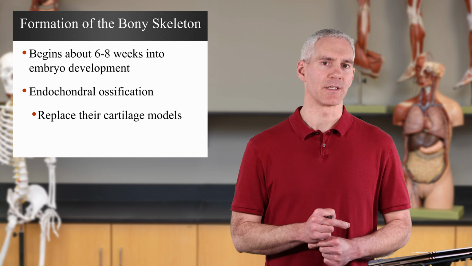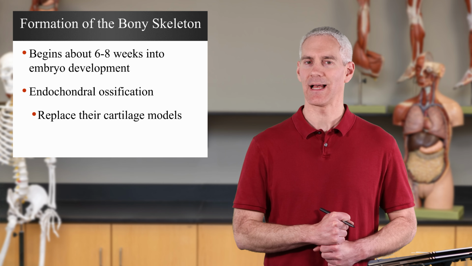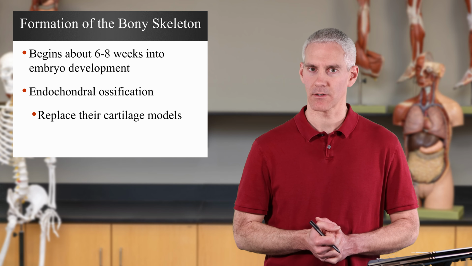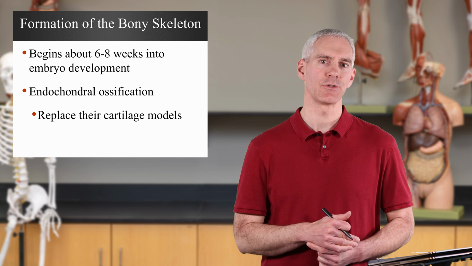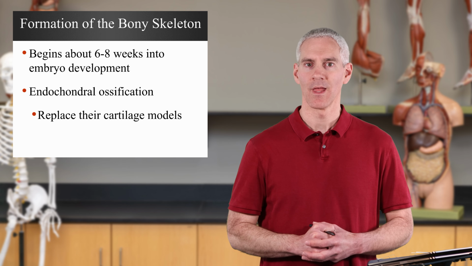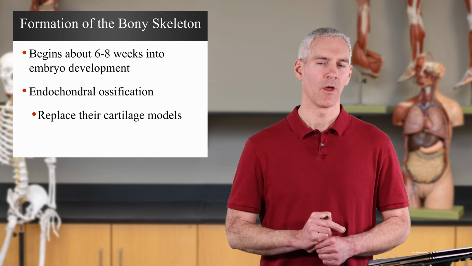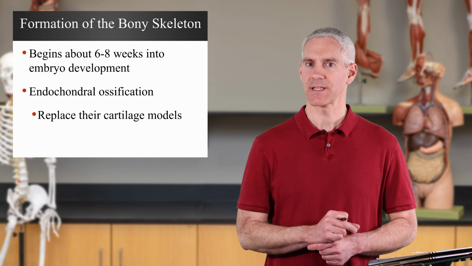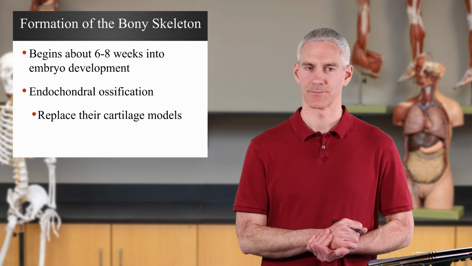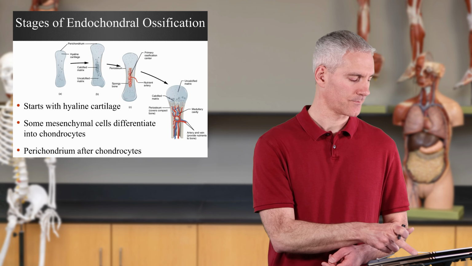But the difference here is, while they both start very early on, endochondral ossification, like the name implies, endo, chondro, cartilage, starts with a cartilage model. This is starting specifically with hyaline cartilage, while the intramembranous ossification we already discussed had the actual membrane as the starting material. So we're starting with hyaline cartilage as the model here.